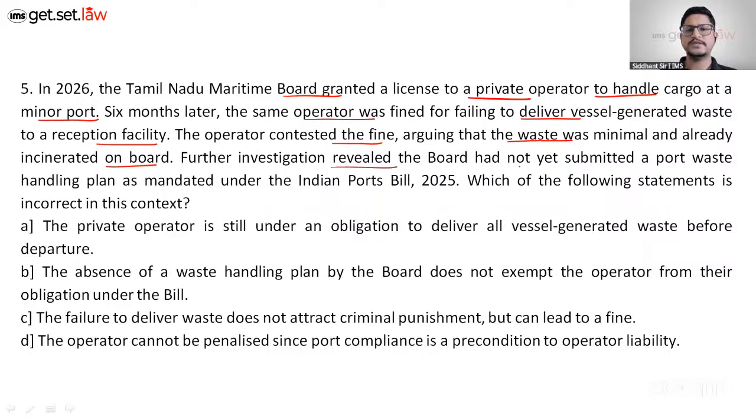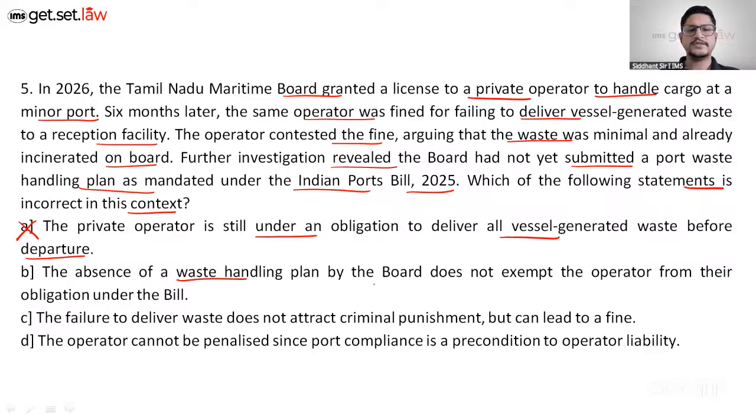Further investigation revealed that the board has not yet submitted a port waste handling plan as mandated under the bill. Now, it was already mentioned that the board has to submit it. Which of the following statements is incorrect in this context? Incorrect means we need to identify what the correct ones are. So, the private operator is still under obligation to deliver all vessels before the departure. Definitely, he has to submit the report. So this is wrong because this is correct.